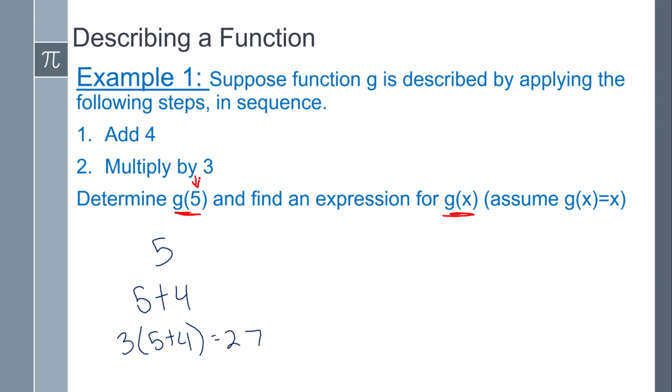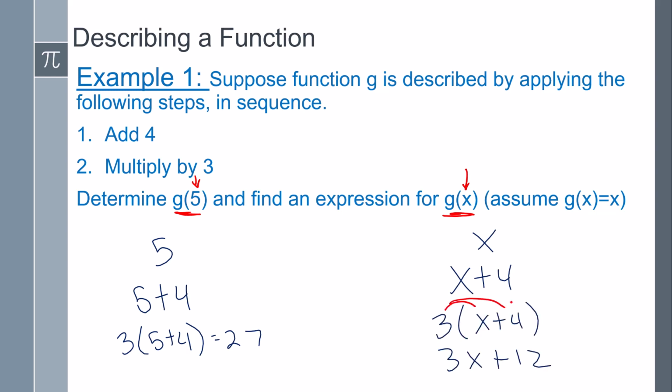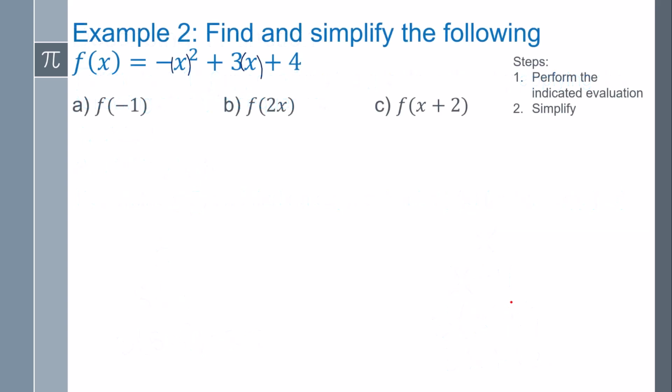Now to find the expression for g of x, what's my input? It's x. I'm going to add 4 to it, and then I'm going to take that value and multiply by 3. Now if I decide I want to distribute, I can do that, and I'm going to get 3x plus 12. So now we're going to take a look at this whole input-output process.